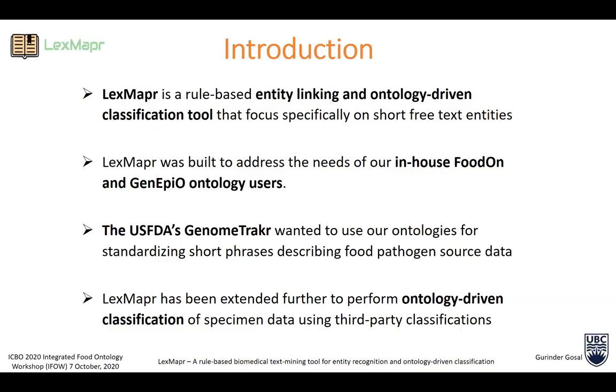Afterwards, LexMapper was further extended to provide an ontology-driven classification mechanism also for specimen data. Again, we were using the GenomeTrakr data set and following an IFSAC classification schema.